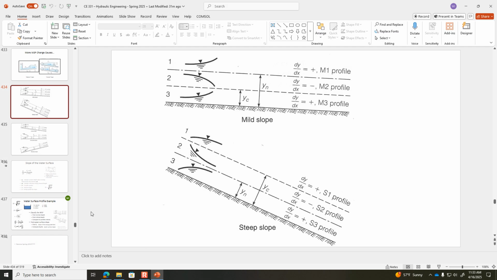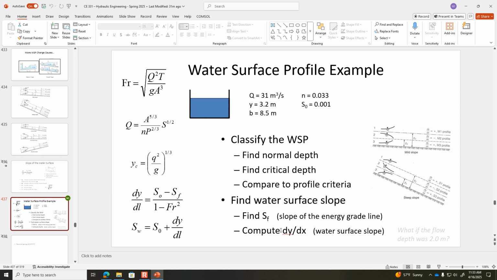But then the last piece of this example asks us to compute... I guess that was all of it. But I do think it's interesting to find the slope of the water surface. So if we combine the dy/dl along with the channel slope, the question is, relative to horizontal, we'd expect the water surface to still be negative. Otherwise, water wouldn't be flowing in that direction.